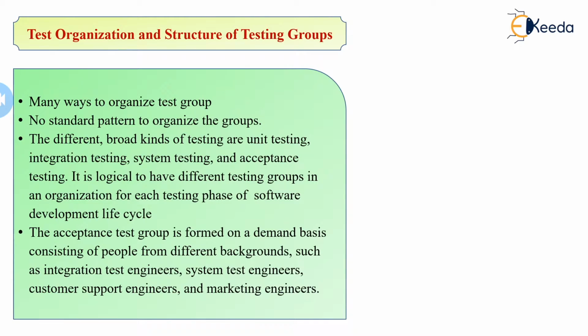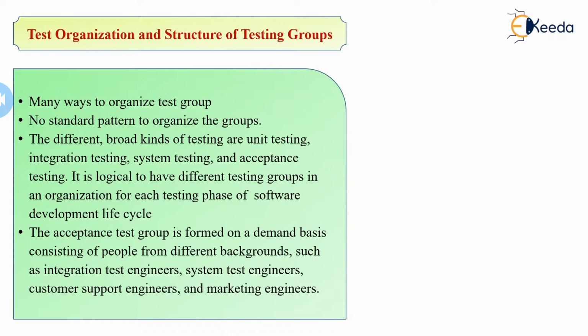There are many ways to set up a test group, and there is no standardized pattern according to IEEE or any standard format. There is no standard pattern to organize the group. It depends on the firm, on how they have broadened their ideas or outlook to form the group. The broad kinds of testing are unit testing, integration testing, system testing, and acceptance testing.